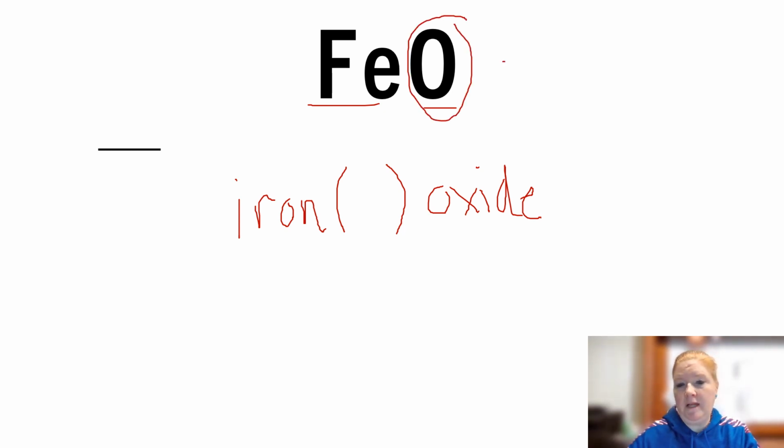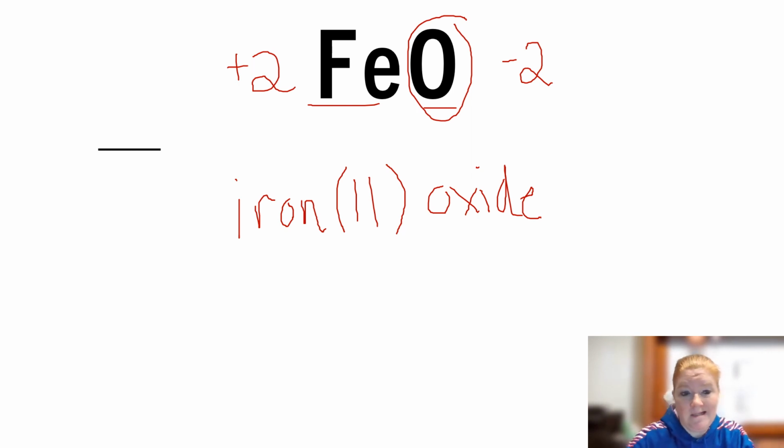So I look on the periodic table, what is the charge for oxide? -2. How many oxygens are there? Well, just 1. So I have a total negative of -2. How many irons are there? Also 1. So I must have a total positive of +2. So it must be iron 2 oxide. And that's a review of Ionic.